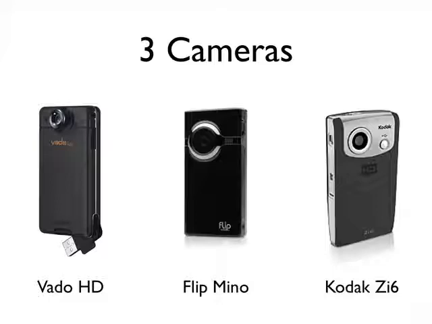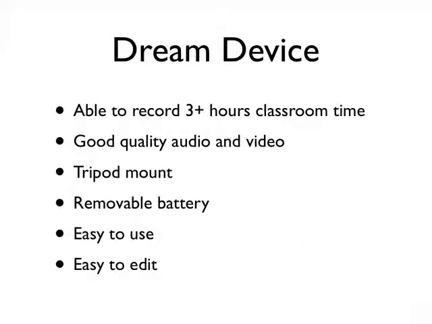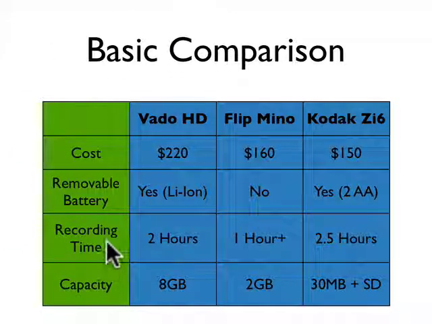But out of the three, which is the best device? Well, the features that I'm looking for are the ability to record at least 3 hours of classroom time. And this would cover a typical class here at DePaul. I'm looking for something that has good quality audio and video. I'm looking for something that I can put on top of a tripod. Ideally, the device has a removable battery, so if the battery is flat, I can put in a new one. And I want it to be easy to use and easy to edit. So those are the features. Let's have a look at a basic comparison between the three devices.